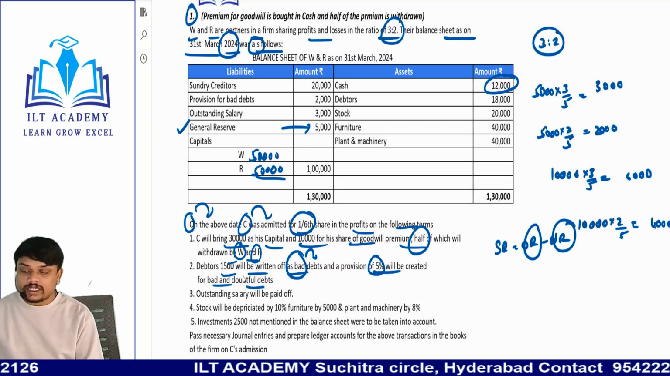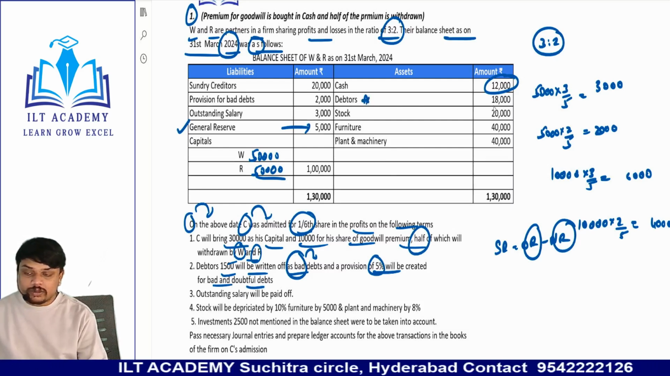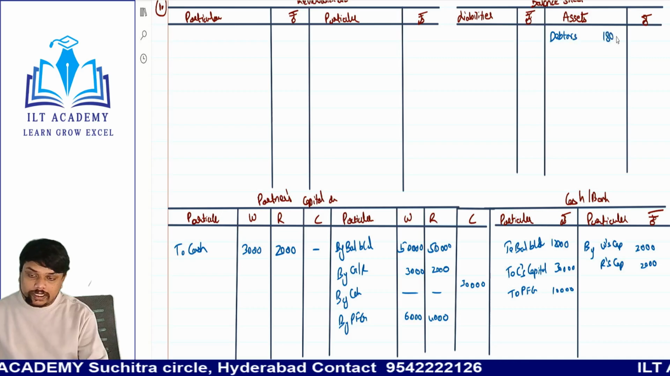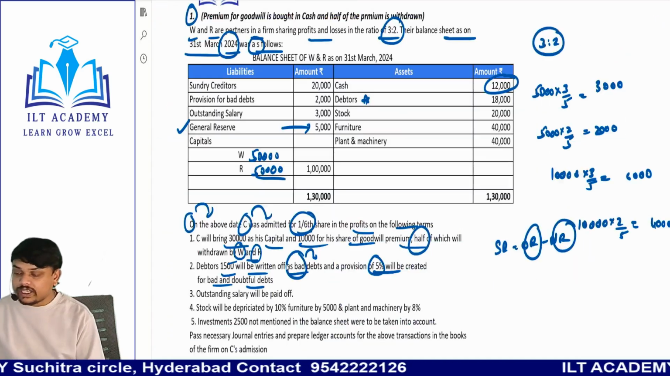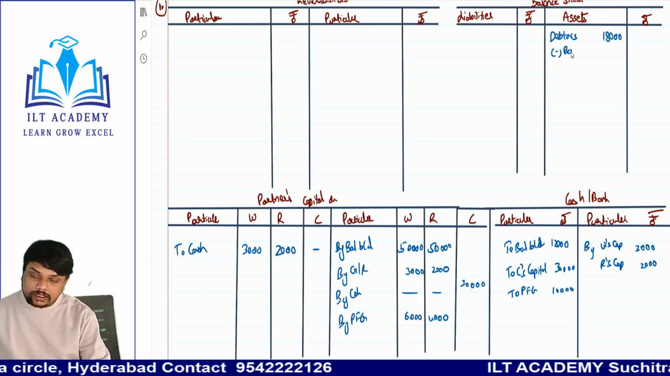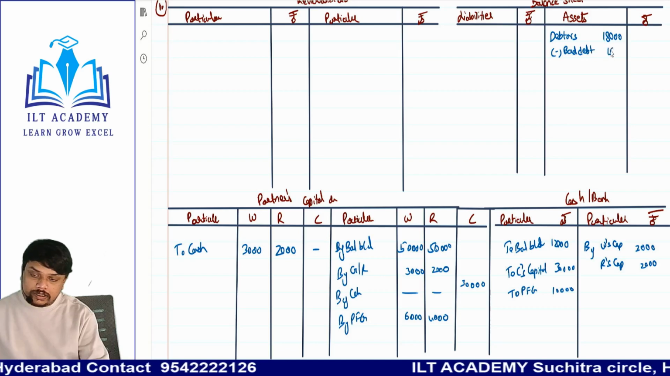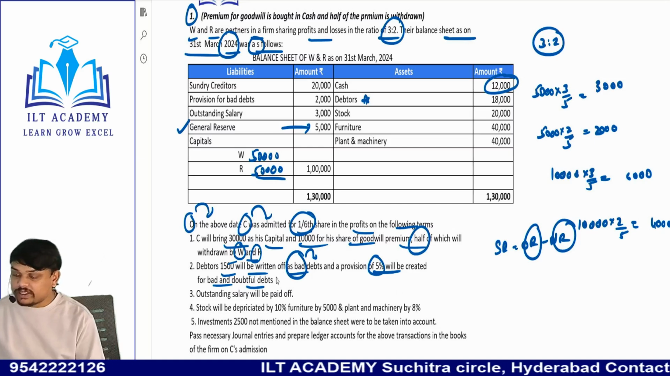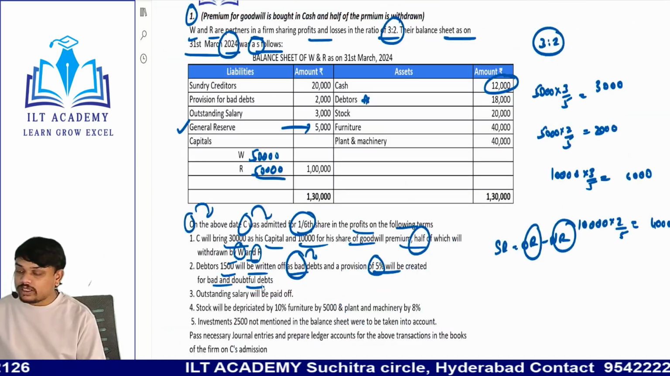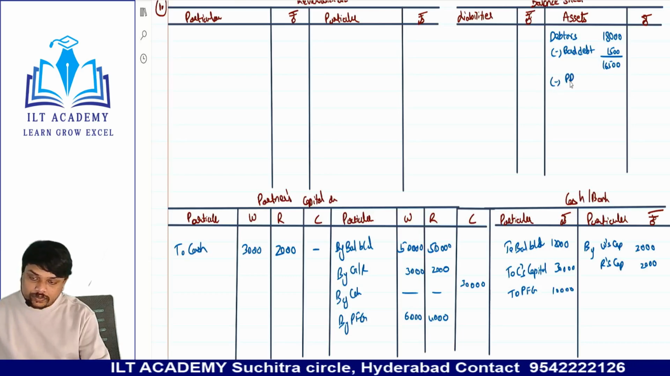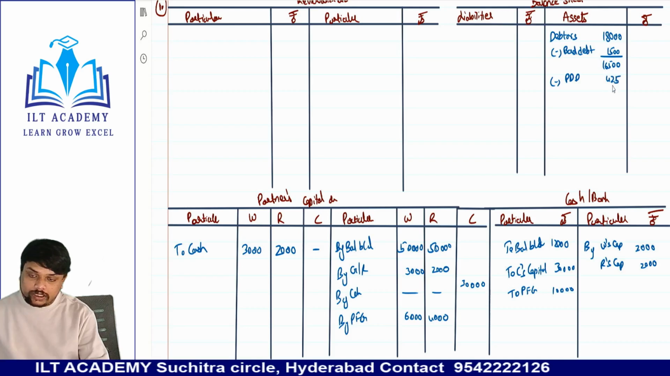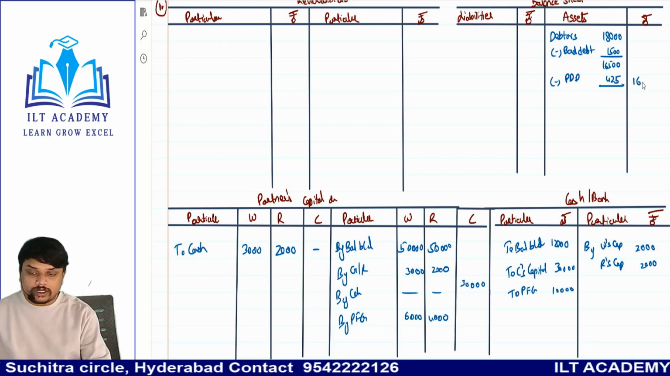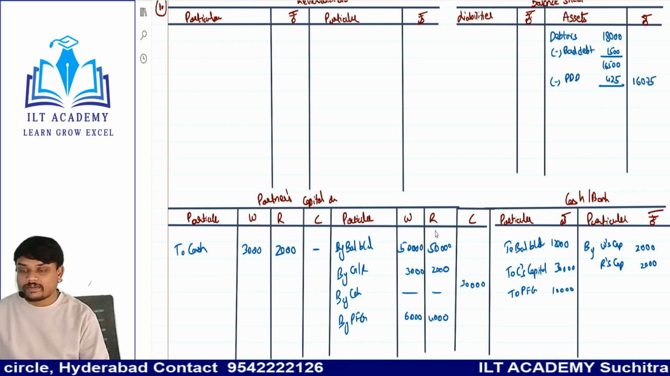Now debtors of 1,500 will be written off as bad debts, and 5% will be created on bad and doubtful debts. So let us take the debtors value as 18,000. In this, 1,500 will be written off as bad debt, which leaves 16,500. Out of this, 5% will be created as provision for doubtful debts, 825. 16,500 minus 825, so how much? 15,675. Any doubts?